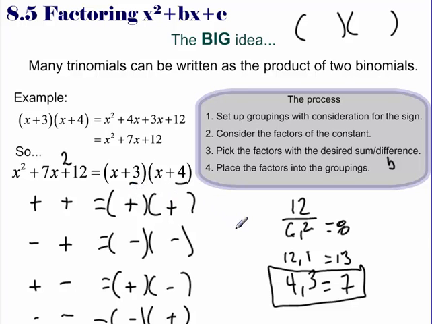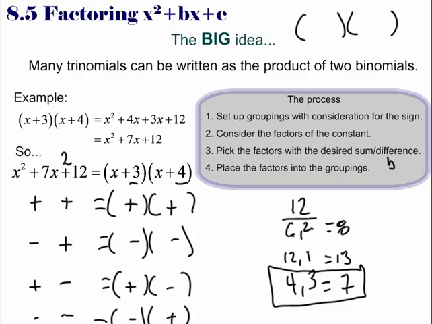Then, we consider the factors of the constant. So you find your constant, which is always the C. You find the factors, and you figure out which factors of the constant are going to add, or you could subtract them if one of them is negative, and give you b. I want the factors of 12 that are going to add and give me 7. And the last thing, place the factors into the grouping.